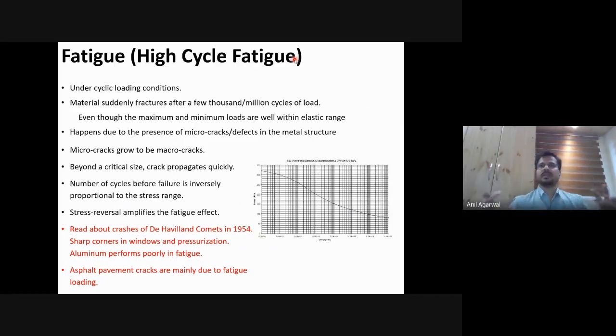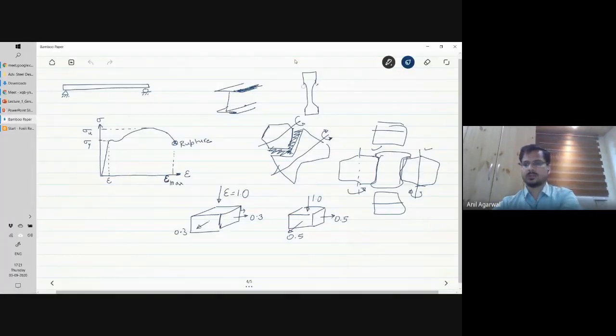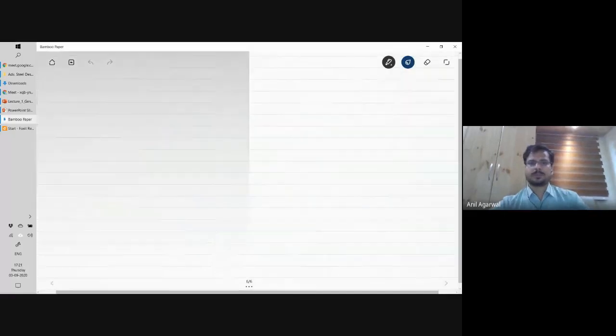If you have a wheel and it has an axle, the axle is constantly rotating, right? And let's say, I don't know whether I can draw it. The pen is not working for some reason.